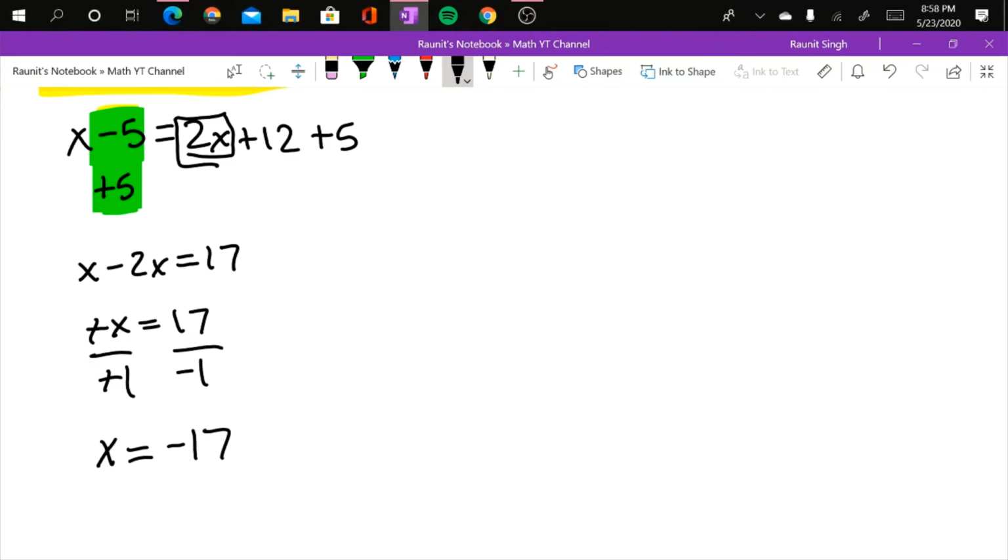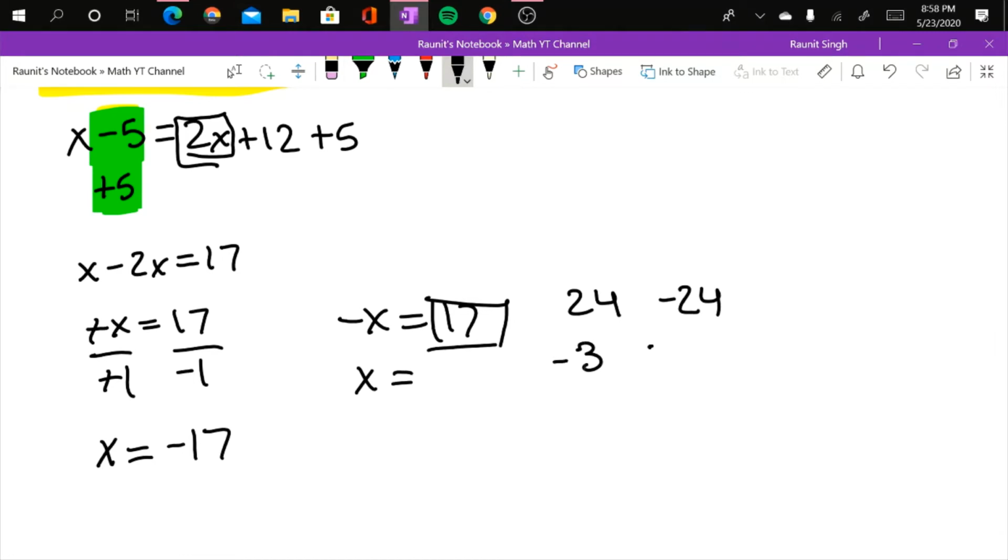So as a shortcut, instead of dividing by negative 1, if you see negative x is equal to some number, all you have to do is write x equals the opposite of this number. So if it's 24, then you would write negative 24. If it's negative 3, you would write positive 3. So basically you flip the sign of the value on this side. Since it's positive 17, we flip the value and we get negative 17. There you go.